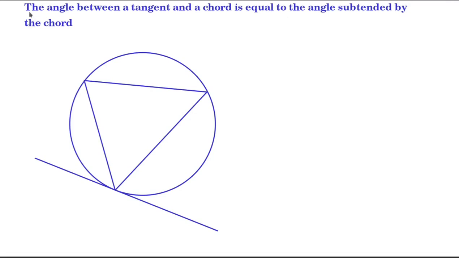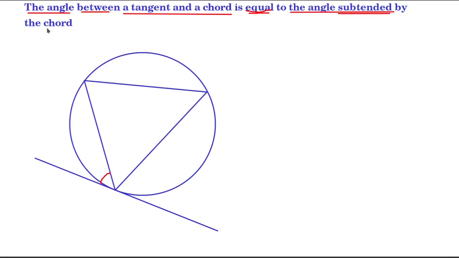It is telling us that the angle between a tangent and a chord, this angle here, this is a tangent, this is a chord. So this angle between these two, what's happening with it? This one is equal to the angle subtended by the chord.